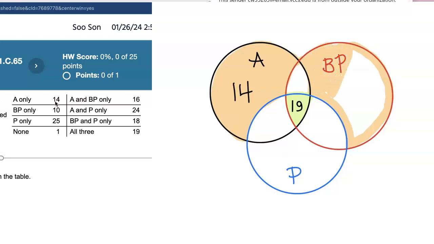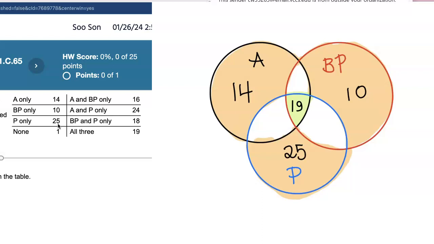So what about this orange section? The people who take only blood pressure medication, right? So what's the number for that? BP only, that will be 10. Okay, and I'm gonna go down here and just highlight this much. So what do they take? Just the pain medication. So how many people take only the pain medication? P only, the number for me is 25. Now let's go to the other part, okay?